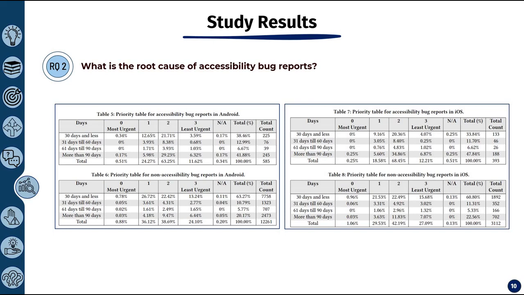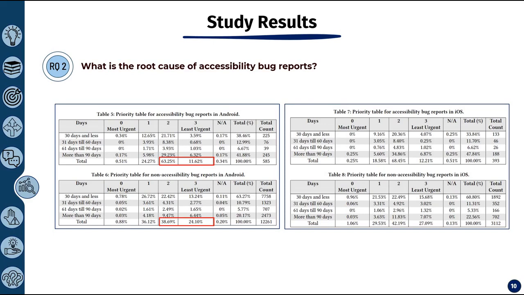When this analysis was done, we evaluated the subset size for accessibility fixing time. We further grouped the bug reports into four categories according to the number of days needed to fix them: 30 days or less is one category, 31 to 60 days is another, 61 to 90 days is another, and the last category is more than 90 days.